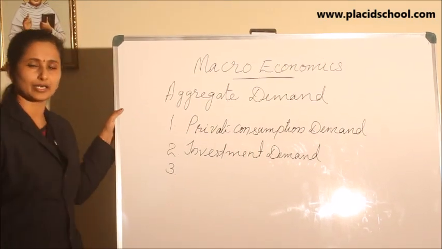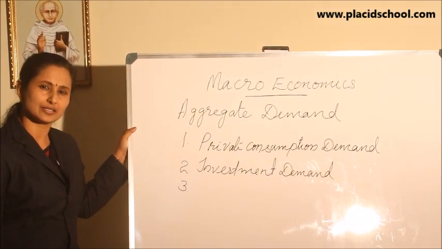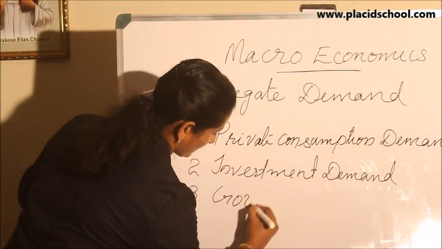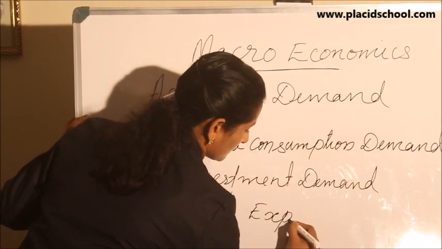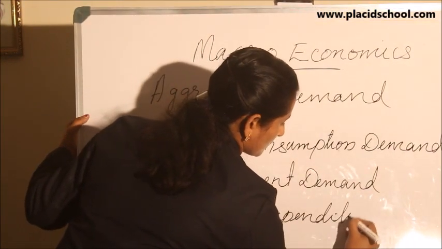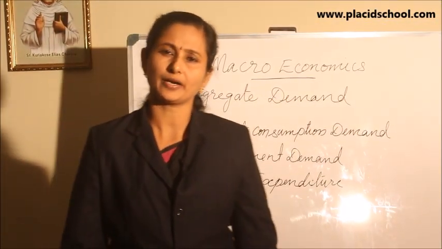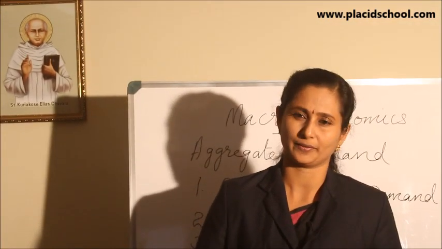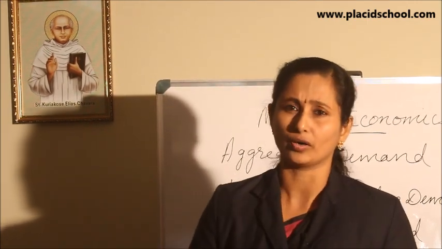Third component of aggregate demand is the government demand for final goods and services. In an economy, government also spends money for purchasing various goods and services to ensure the welfare of the people. Governmental decision on spending is depending on the fiscal policy of the government.